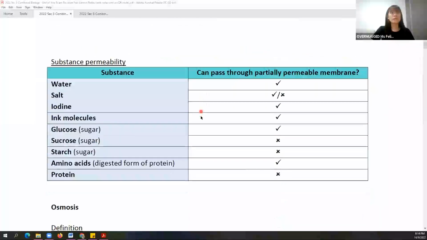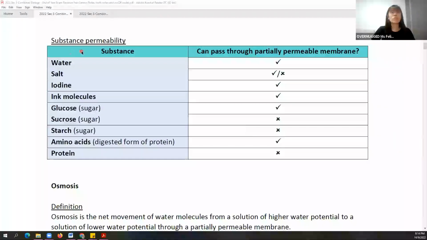Moving on to the next page. You need to know what substances can pass through the partially permeable membrane. Here I've put the tick and cross. For salt, it depends on what salt it is, because I think you learned before in chemistry that salt is ionic bonding, which is metal plus non-metal. So it depends on which metal and non-metal you take in the periodic table. If the metal and non-metal are very big atoms, then they cannot pass through. So for salt, it depends.